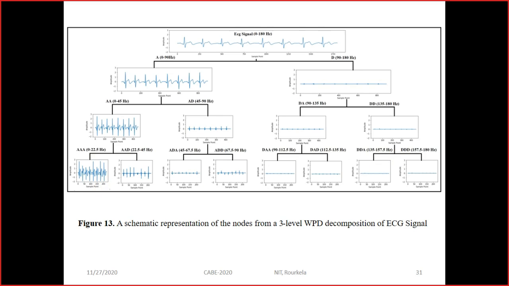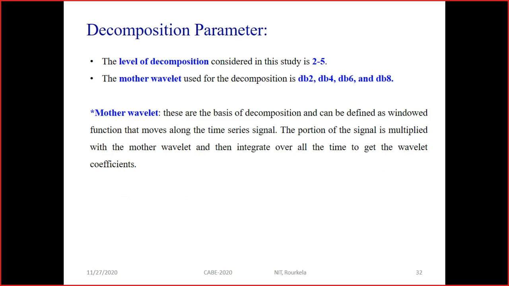So this is again a representative decomposition of a representative signal. Now if you see, most of the ECG signal parameters are within the lower frequency components. So in this study, he changed the level of decomposition from 2 to 5, and the mother wavelets he used were dB2, dB4, dB6 and dB8.